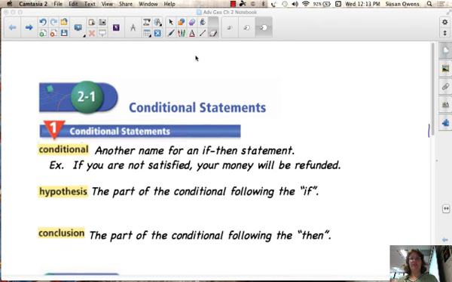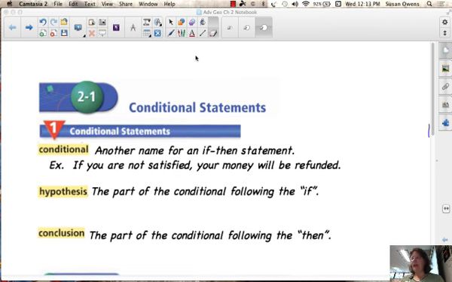This video is for Chapter 2 Advanced Geometry, Section 1, which is on conditional statements. If at any point you need to stop the video so that you can write down any of the information, I recommend you do that. I might move more quickly than what you can copy down just because I want to make sure that I go over stuff and you don't have to wait for me.